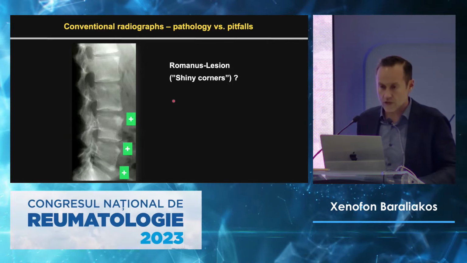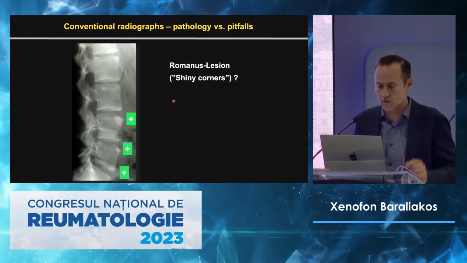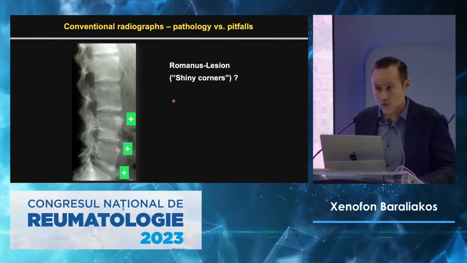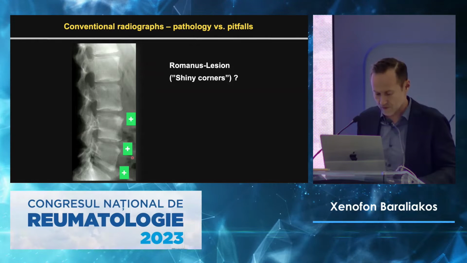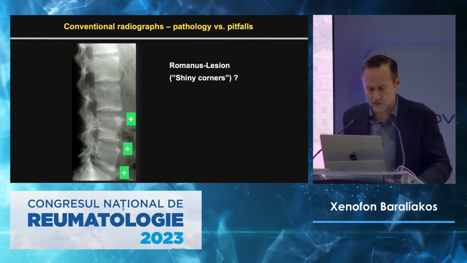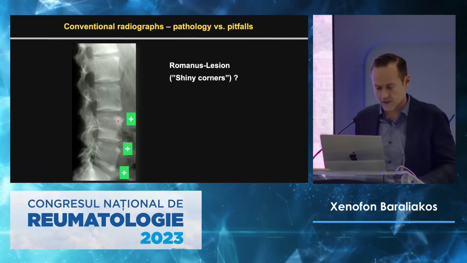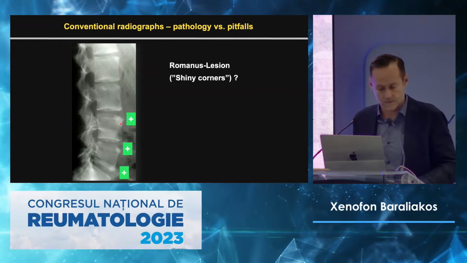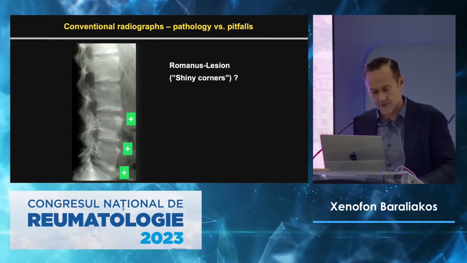However, we need to understand that there are differences in how these lesions may look and where they come from. Here, let's start with this one. This is a clear, shiny corner. This is sclerosis with an erosion, okay? It's at the edge. That's the same. That's the same.